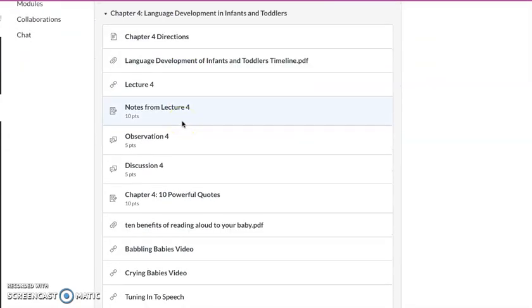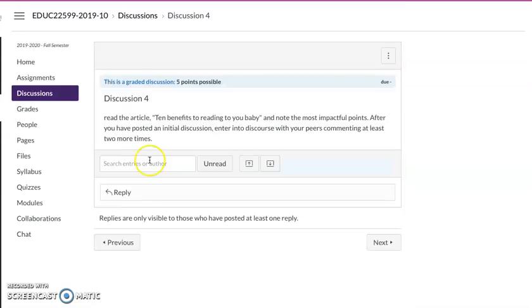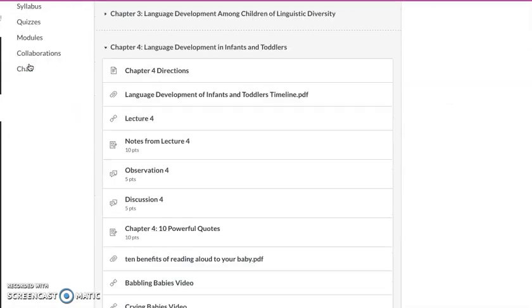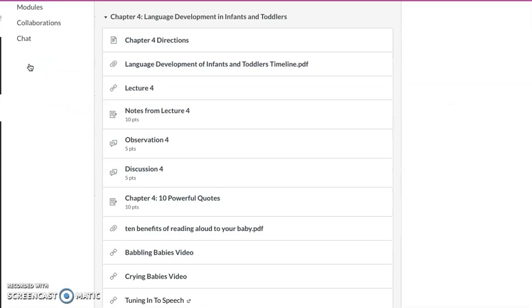So that is your observation. We have listened, we have read, we have watched. The next thing you're going to do is to speak. And so this is your discussion. You're going to read the article 10 Benefits to Reading to Your Baby and note the most impactful points. After you have posted an initial discussion, enter into discourse with your peers, commenting at least two more times. Again, same thing applies. This is the time that you can show me your academic language. So really turn that on.